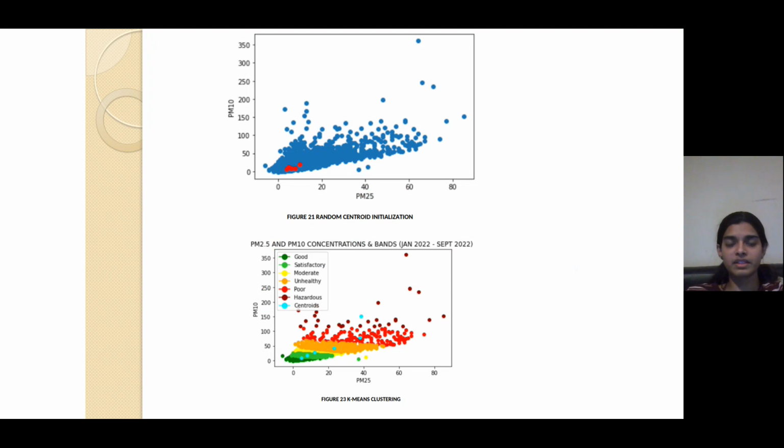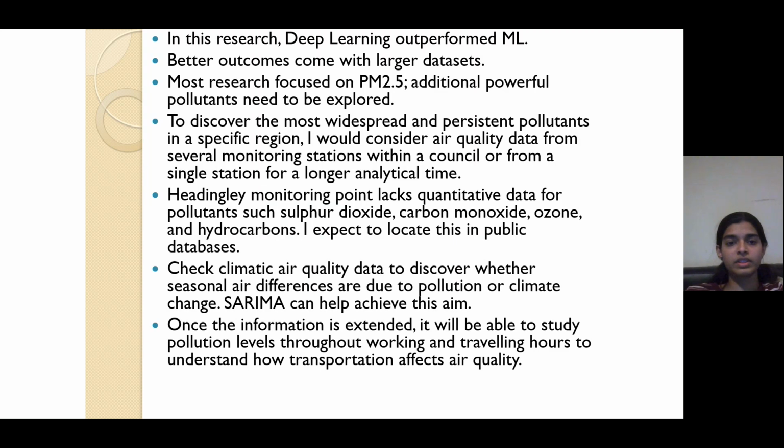So this is an unsupervised clustering where we can see that centroids have been randomly assigned in the beginning, and then we applied the k-means algorithm, and it is divided into separate bands, and the centroids have been split into separate clusters as well. So in this research, deep learning performed better than machine learning, and we could get better outcomes if we improve the size of the data set.